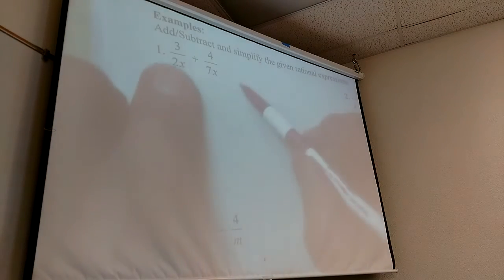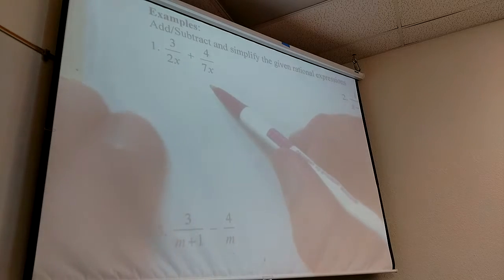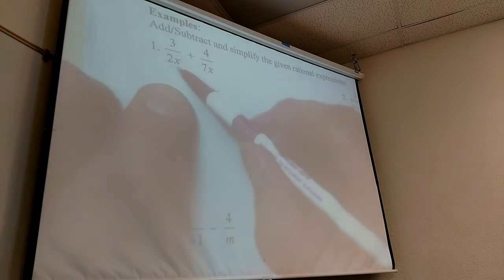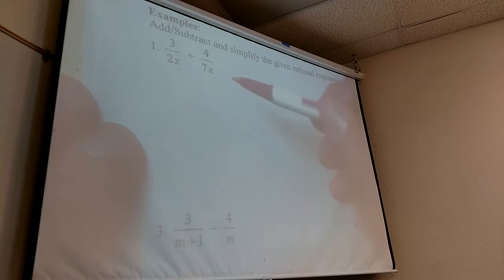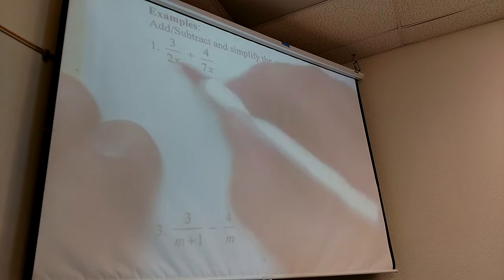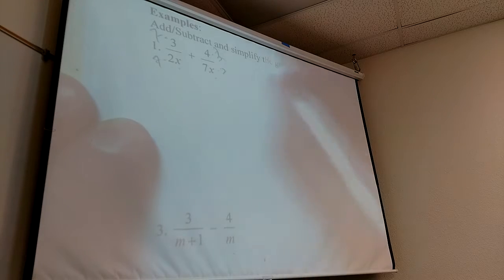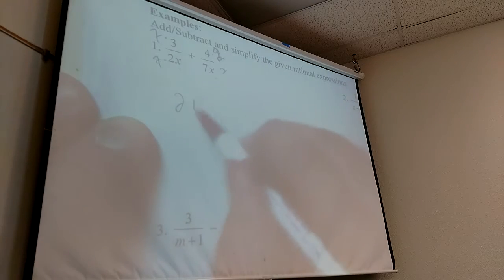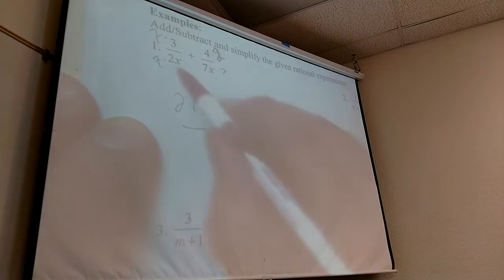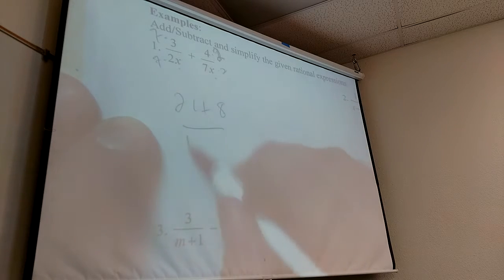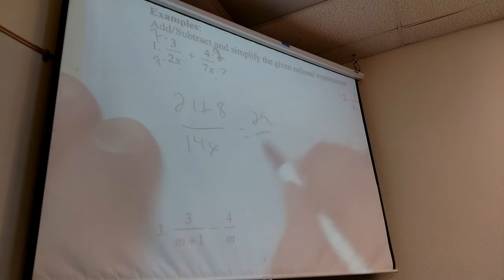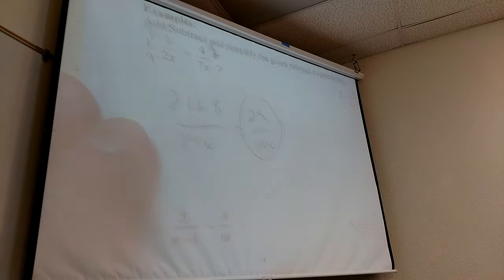Okay, so I want you to start off. This first problem is really like the problems in the front. I got an x thrown in there, but they both have an x, so neither one needs it. It's sort of just sitting there, so it's almost like it's not there. What's the first guy need? 7. The second guy needs 2. Why did I put 3? So I get 21 plus 8 all over 14x. So I get 29 over 14x, and that won't reduce, so I'm done.